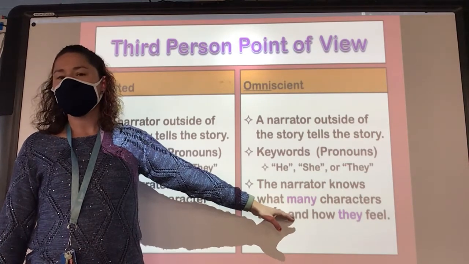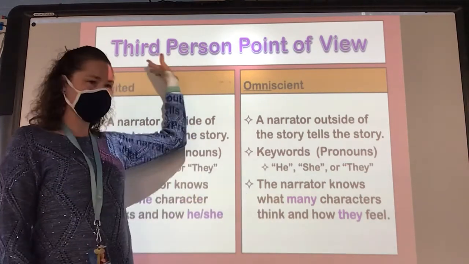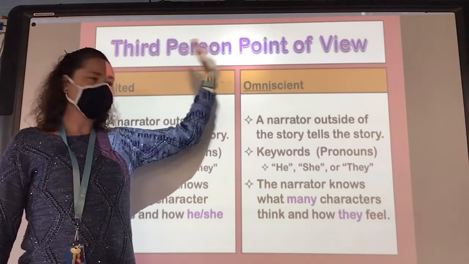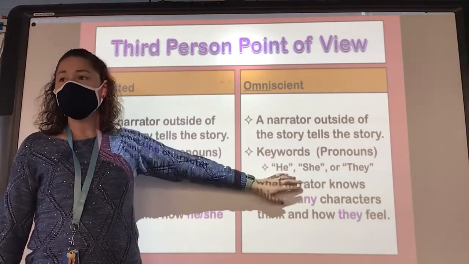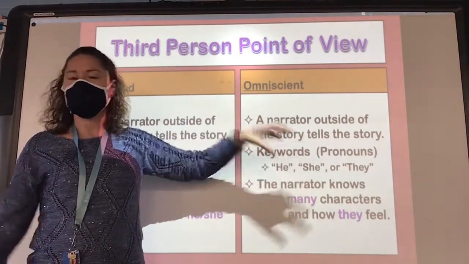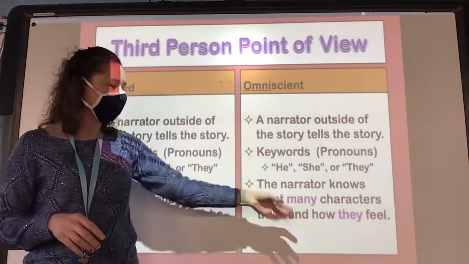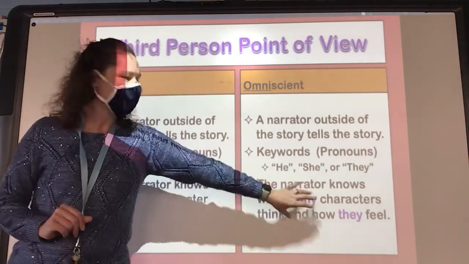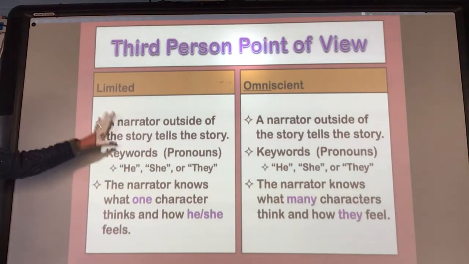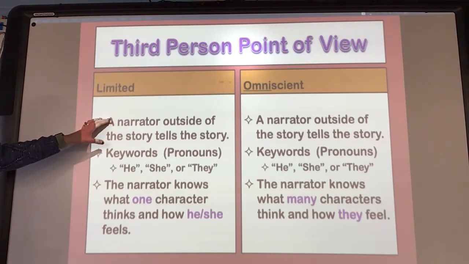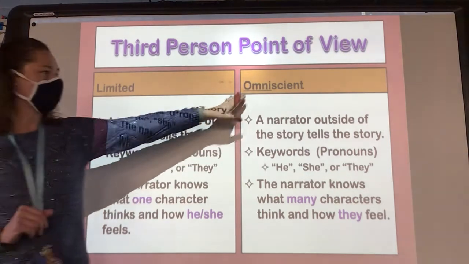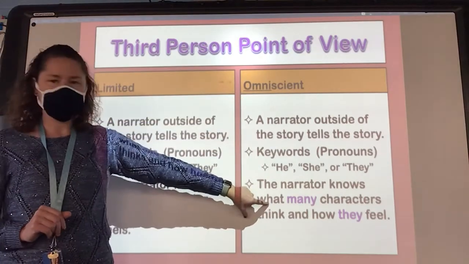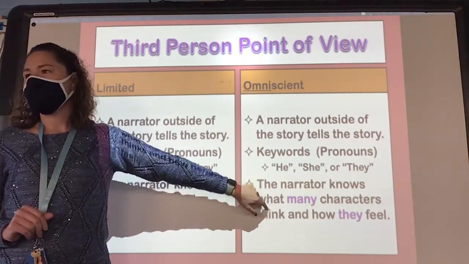So think about a mystery novel. Usually it's going to be third person, and more than likely it might be many characters' feelings and ideas. Then we have to take all those feelings and thoughts and figure out what's happening in a mystery novel. That would be different if we were just getting one person's point of view in a mystery novel. Probably a little bit harder to figure out what's happening, right? So here, omniscient is many characters and how they feel. Limited is one.